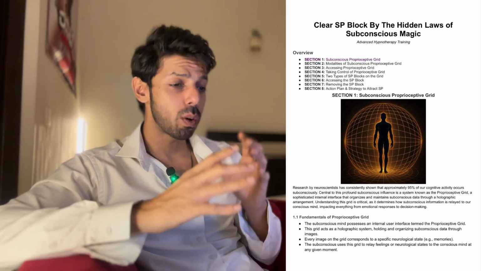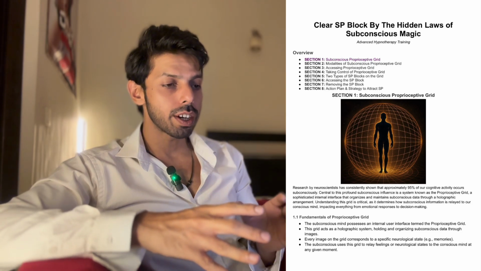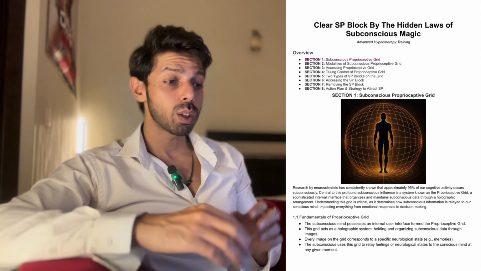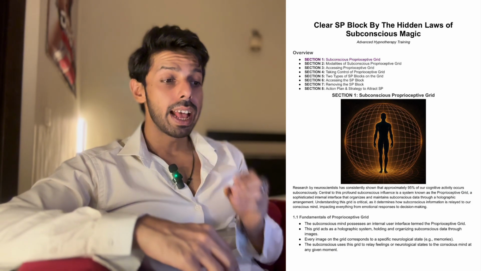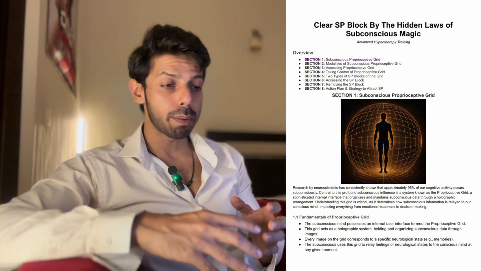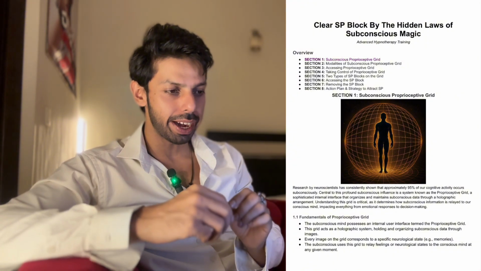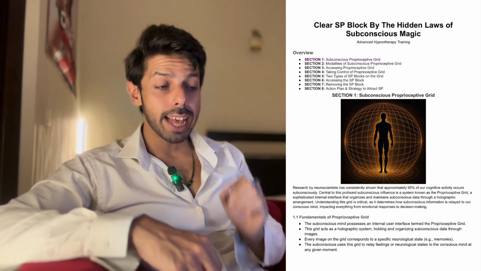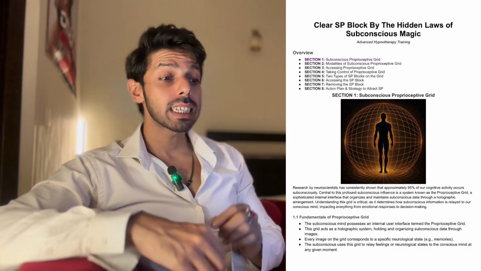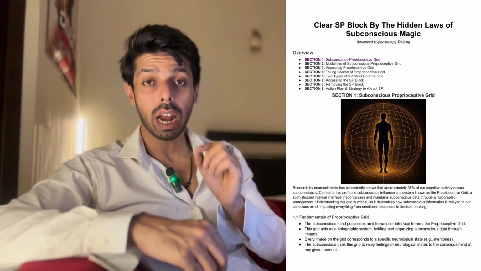So let's understand what we are going to cover in this training program. So we are going to understand the subconscious proprioceptive grid, modalities of the subconscious proprioceptive grid, accessing the proprioceptive grid, taking control of your proprioceptive grid, two types of SP blocks on the grid, accessing the SP block, removing the SP block, and lastly, an action plan and strategy to attract your SP.